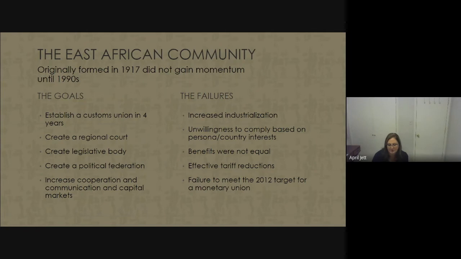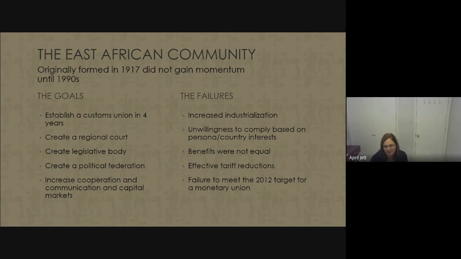After 2 years of negotiations, there's a failure to meet the 2012 target for monetary union. The EAC was unable to agree on the conditions, so they just removed it from the summit agenda at that time.